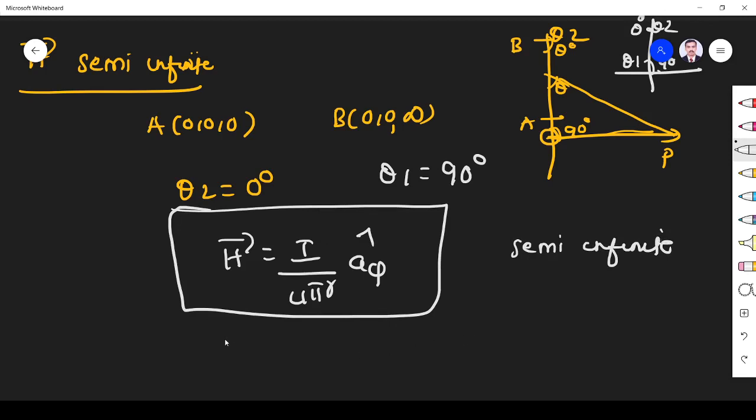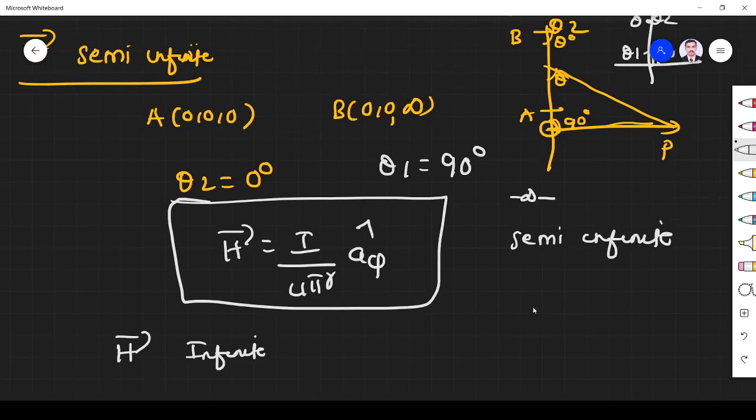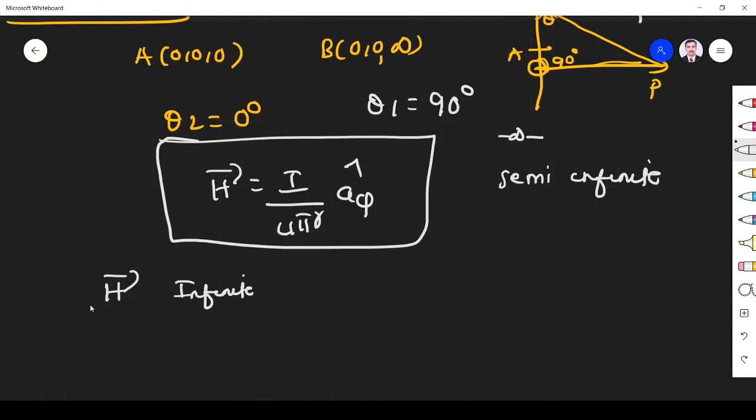Now next what we have to do: H due to infinite length. Infinite length means minus infinity to plus infinity. So now point A should go to negative infinity. So now A will be at 0, 0, minus infinity, and B will be at 0, 0, infinity. So B is already at the same position.